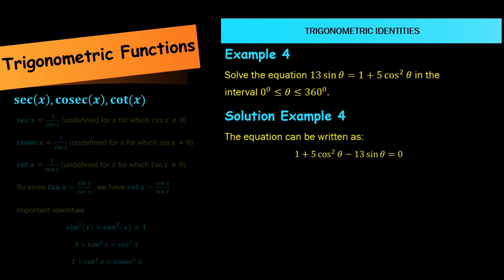We can rewrite this equation as 1 plus 5 cos squared theta minus 13 sin theta equals 0. We're going to replace cos squared by 1 minus sin squared so that we have a quadratic in sine, and then we can solve for sine. And then tidying up this expression gives us this quadratic.